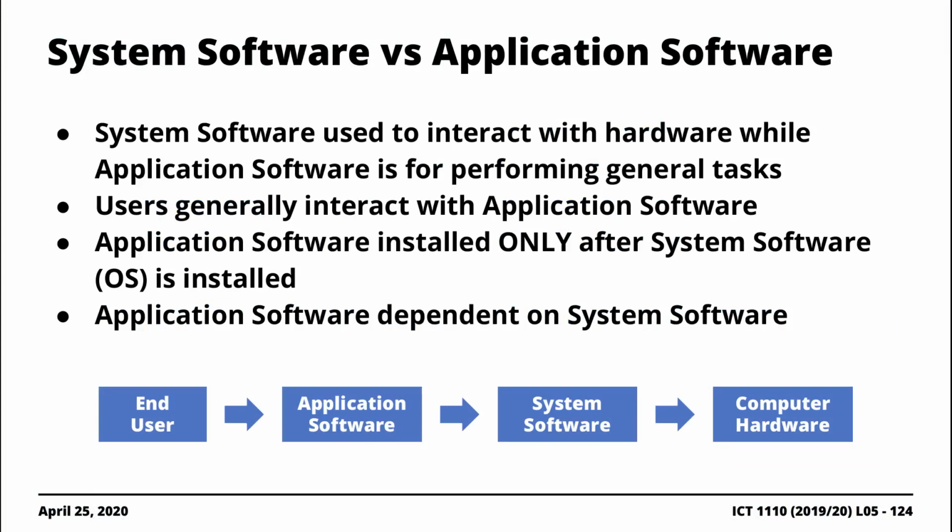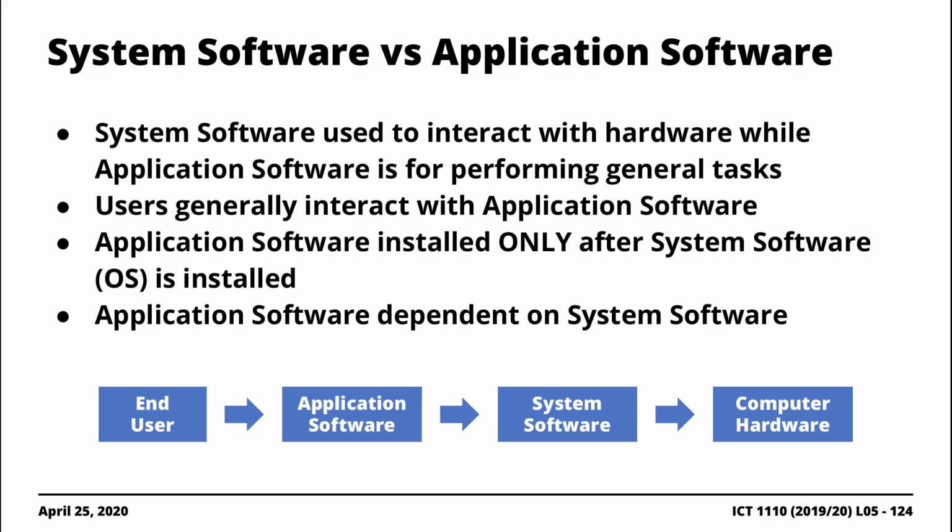Some other things worth discussing here: generally speaking, application software would tend to be installed only after you install a specific type of system software, and that's the operating system software. So if you want to use Microsoft Word, for instance, and you don't have it on your computer, you cannot install it before installing the operating system software first. Right? And obviously, this is a no-brainer. Application software is dependent on a specific type of system software, which in this case is operating system software.